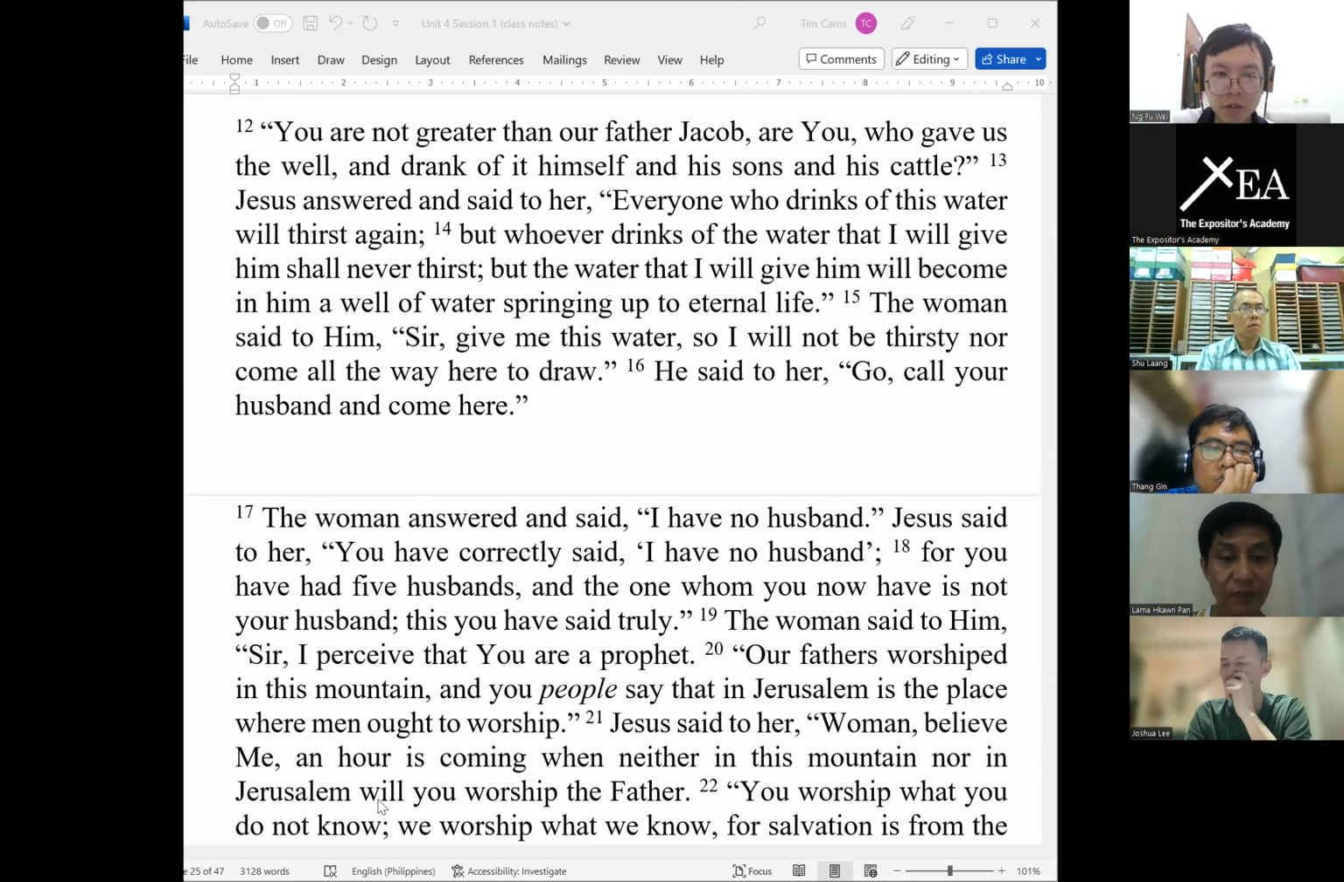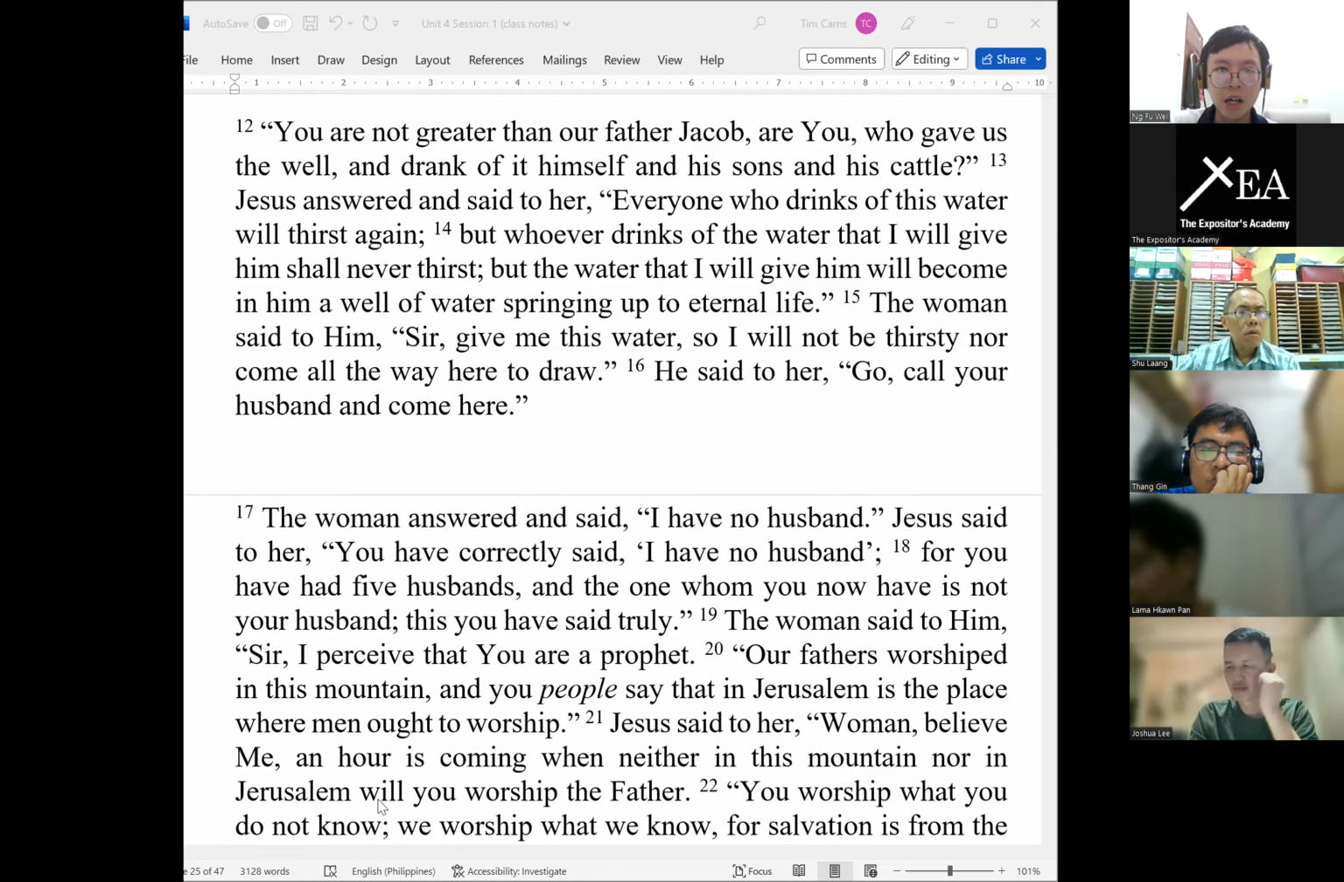Verse 12 to verse 16. You are no greater than our father Jacob, are you, who gave us the well and drank from it himself, and his sons and his cattle?